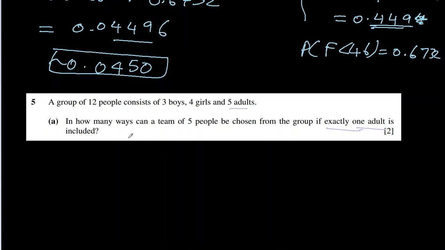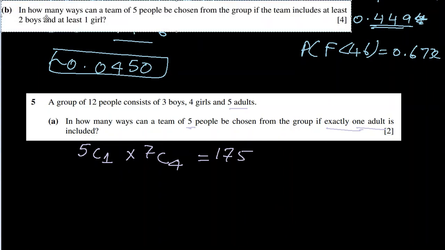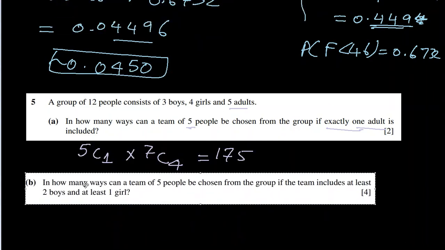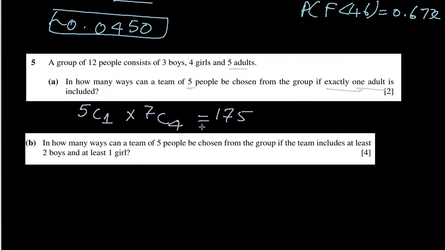So out of 5 adults, we have to choose 1. And then there are total 5. So the remaining 4 will be chosen from the remaining how many? 7 people. This will be the solution. Let's see what it is, which is 175 selections. That's straightforward. B part.